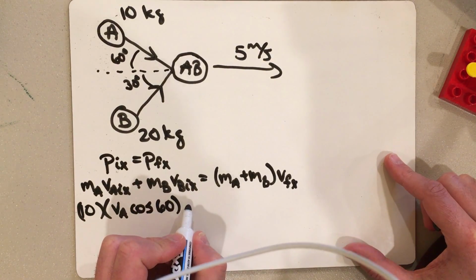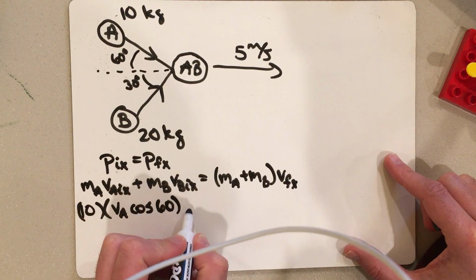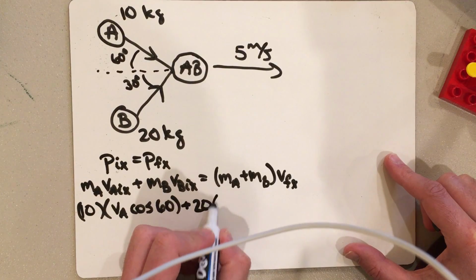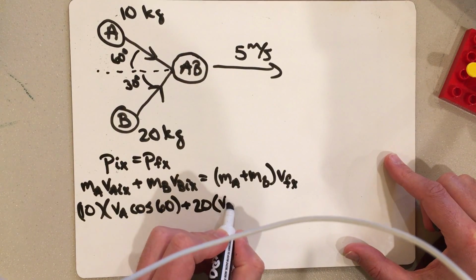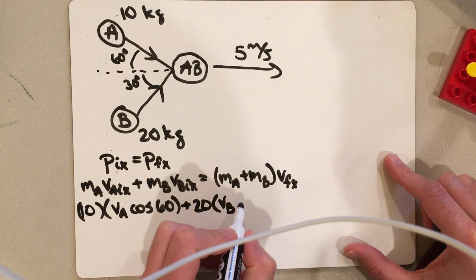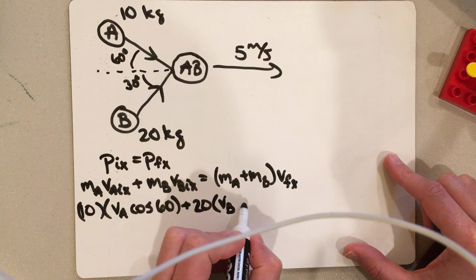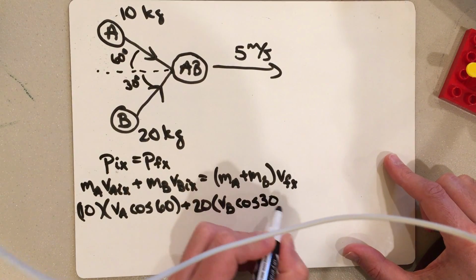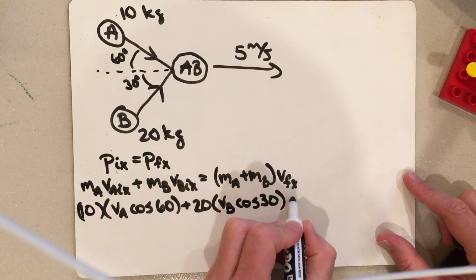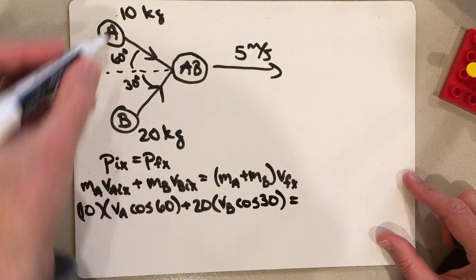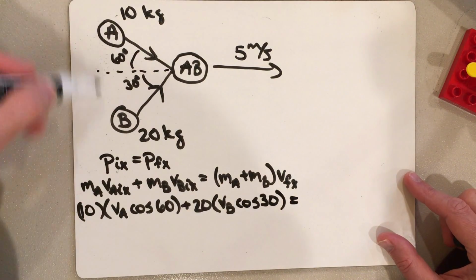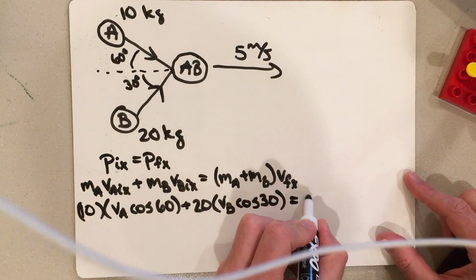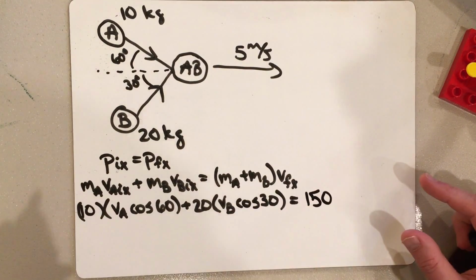Now I'm going to do B, same idea. B has a mass of 20 kilograms, and I'm going to take its velocity VB, and again it's going to be a cosine function to get the x component. This time it's going to be cosine of 30. And then over here, 10 plus 20, I'm adding the masses together. That is 30, and then 30 times 5 is 150.